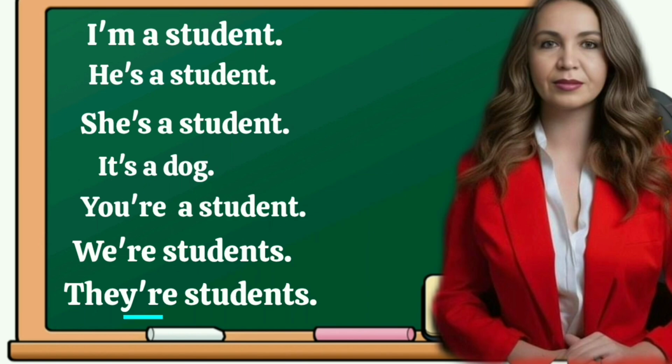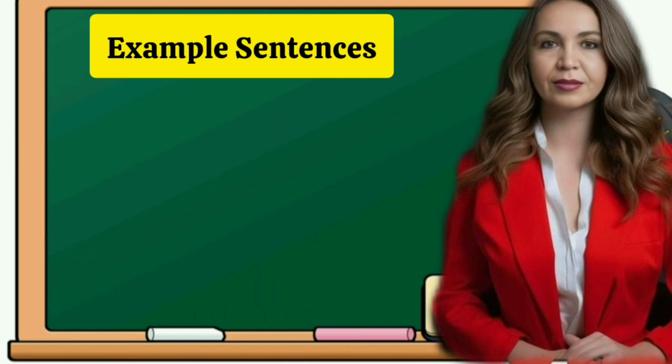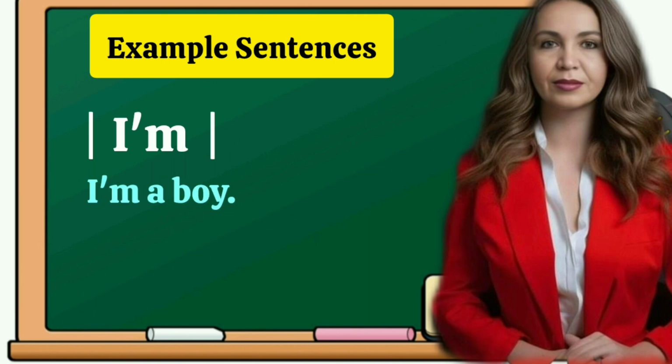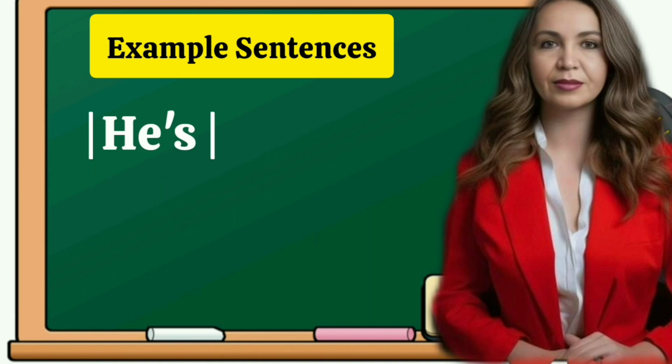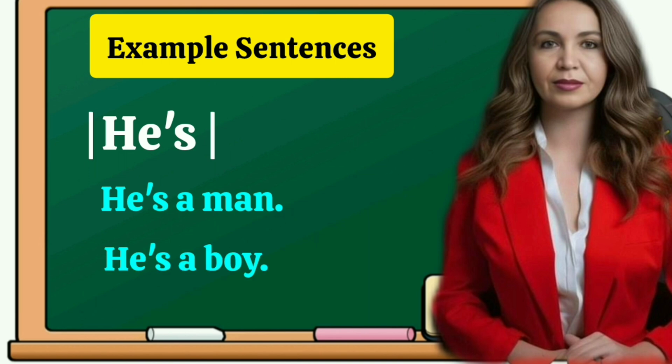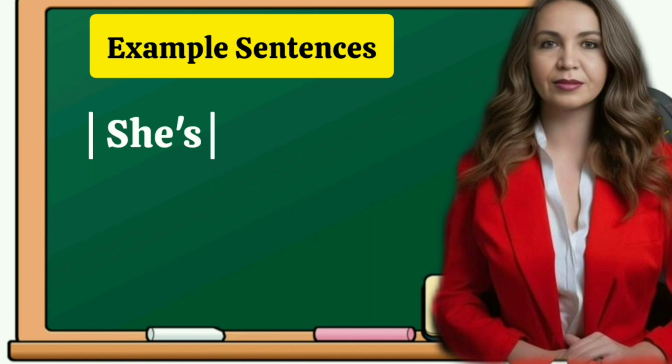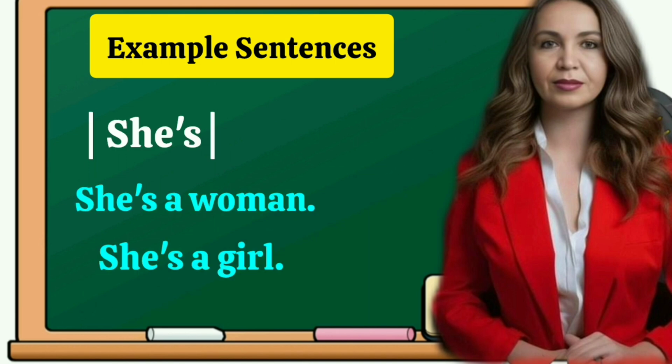We are going to look at more examples. Please listen and repeat carefully after me. The first one, I'm a boy. I'm a girl. He's a man. He's a boy. She's a woman. She's a girl.